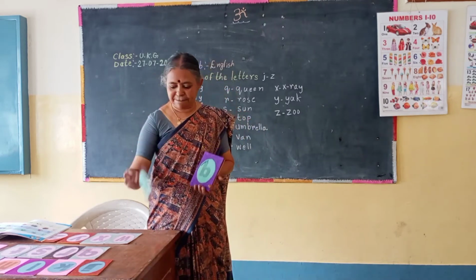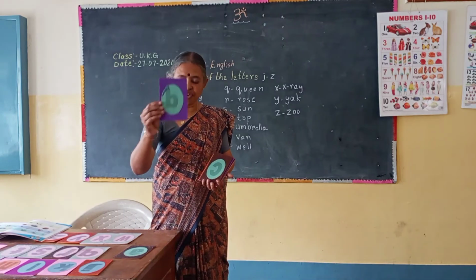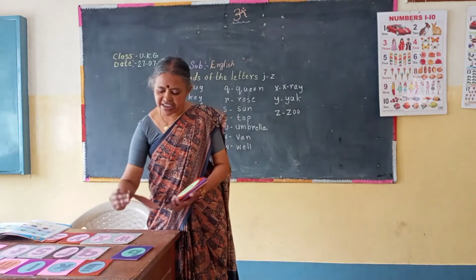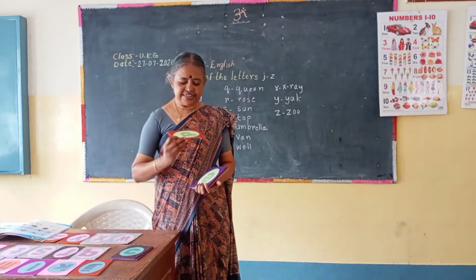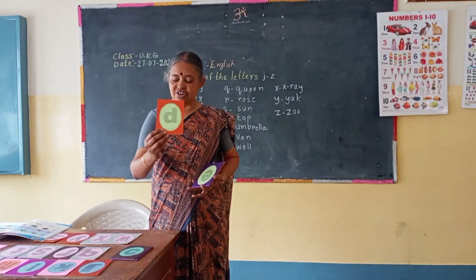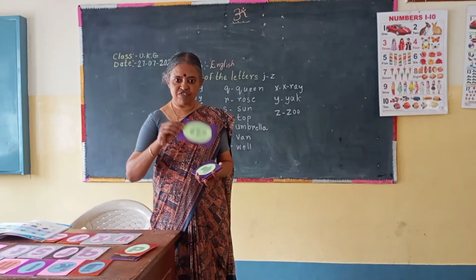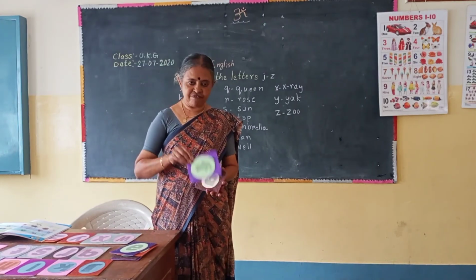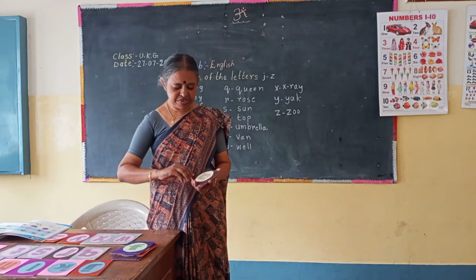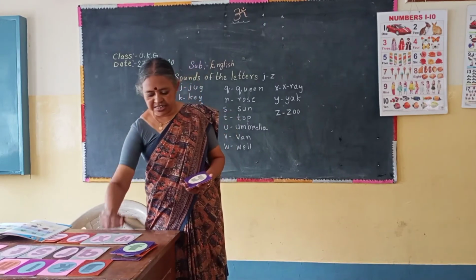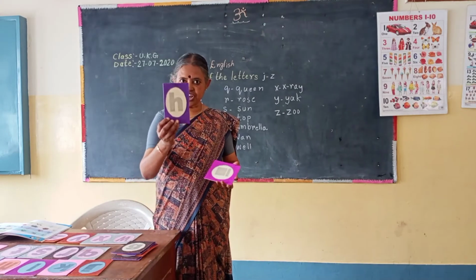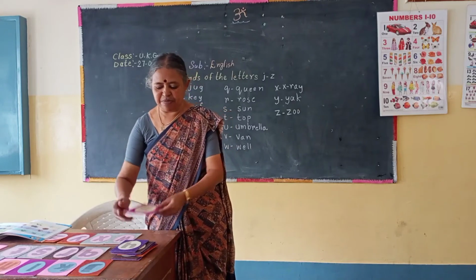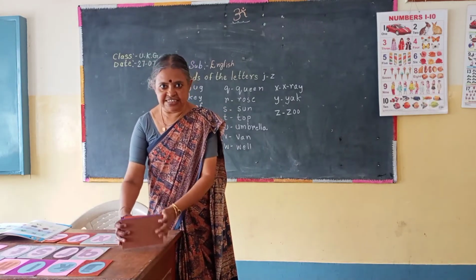A for apple, B for ball, C for cat, D for dog, E for elephant, F for fish, G for bird, H for house, I for ice cream. You have studied it last class.